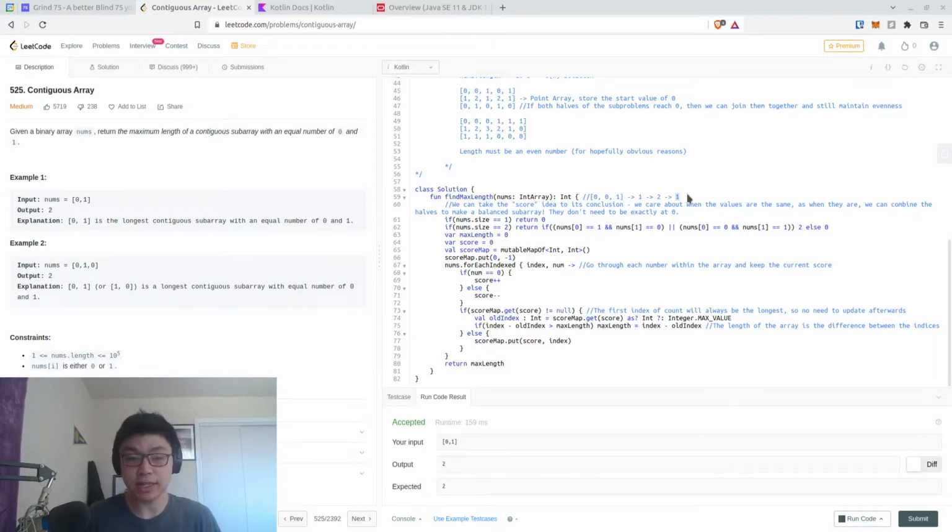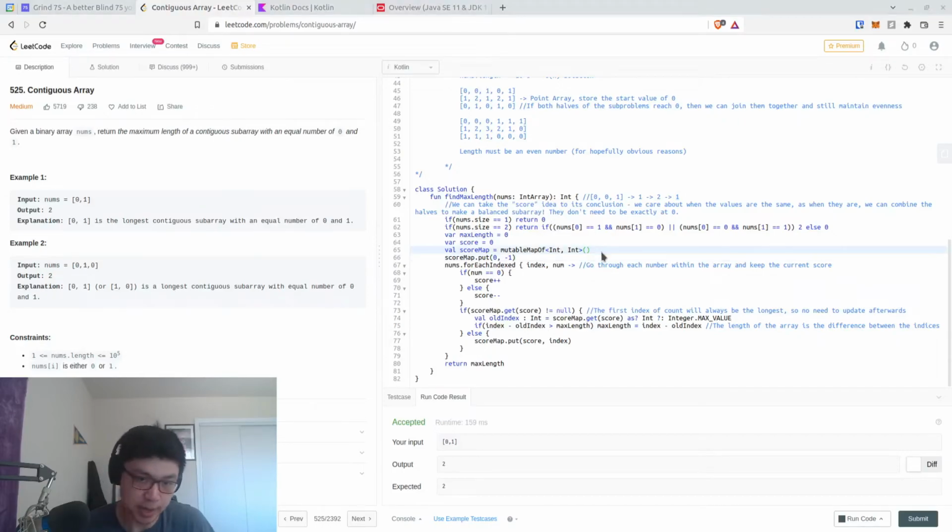So in that case, have we ever encountered another index where we have been at the same score? Because if we were at the same score, then from what I understand, at that point we have essentially another balanced array, and we can combine those two arrays together. And so the larger array will be the difference between our current index, where we have a score, and the oldest instance of that other score, and that will be our total combined array size. So that's essentially what the solution does.